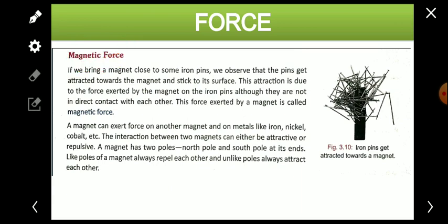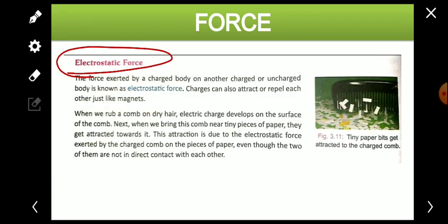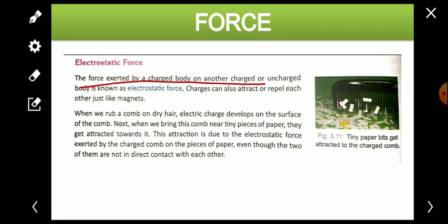Now let's study the electrostatic force. The force exerted by a charged body on another charged or uncharged body is known as the electrostatic force. When a charged body attracts another charged or uncharged body, the force applied by that charged body is known as the electrostatic force. Just now I took the example of small pieces of paper. Charges can also attract or repel each other like magnets. Same charges repel each other, opposite charges attract each other. Always remember that if opposite, they will attract; if same, they will repel.